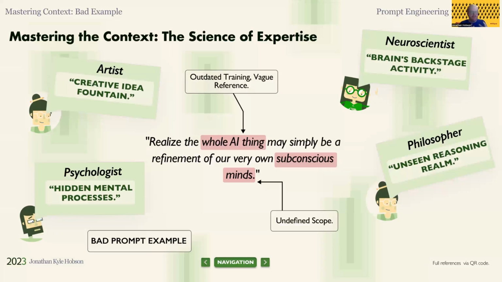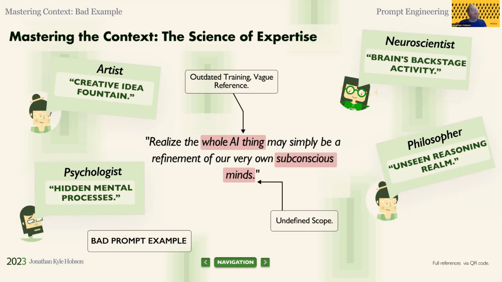So here's an example of why context is so important. I already kind of talked about this a little bit, but context is important because this subconscious mind we talked about is interpreted in so many different ways. Not only do different experts interpret subconscious mind differently, but different religions interpret it differently, different people interpret it differently. So this prompt is a bad prompt because it gives no idea of what subconscious mind is referring to there, what expert it is talking to, right?